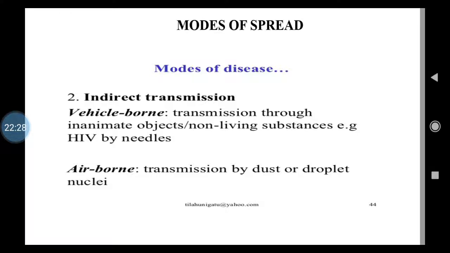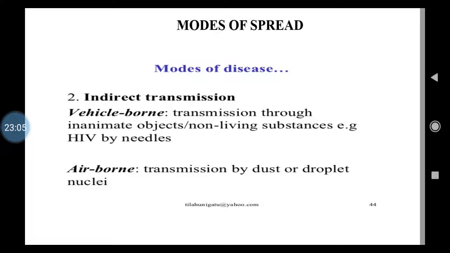Here we can take the example of serum hepatitis, that is hepatitis B, which is due to blood. Then airborne, so transmission by dust or droplet nuclei. Then vector borne. A vector, as we have discussed earlier, can be any arthropod or living organism that transfers the infectious agent to the susceptible host.